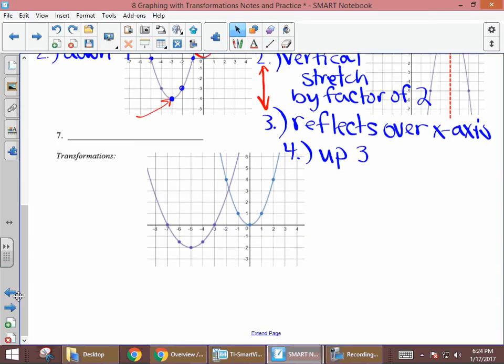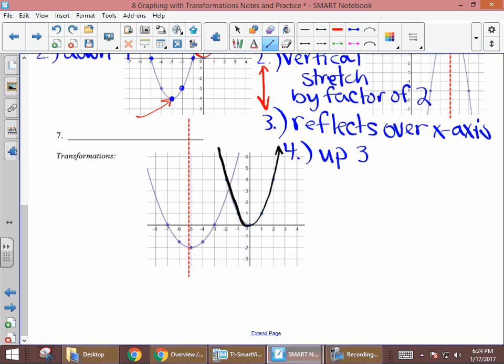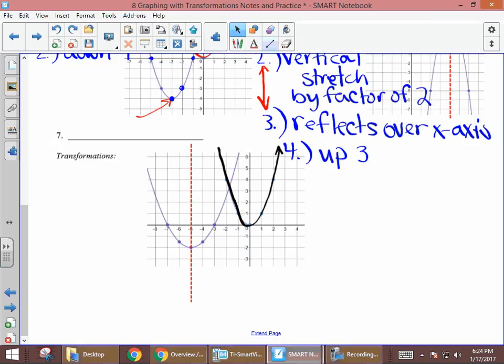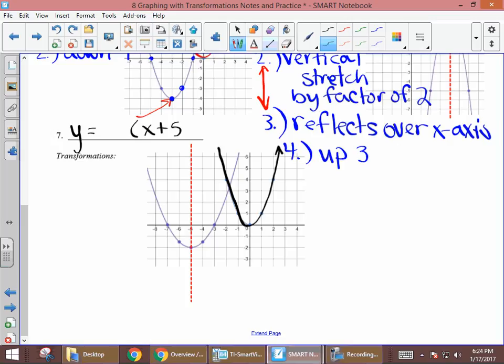Last problem. Number 7, transformations. All right. Again, our basic graph is y equals x squared, and that is this guy. Our new one has been moved left 5. We've got this axis of symmetry that was sitting here. It's been moved left 5 units. So right away, we should be able to say y equals, and then (x plus 5) squared. It has also been moved down 2 units. So I can put minus 2. It's still opening up, so it's positive.